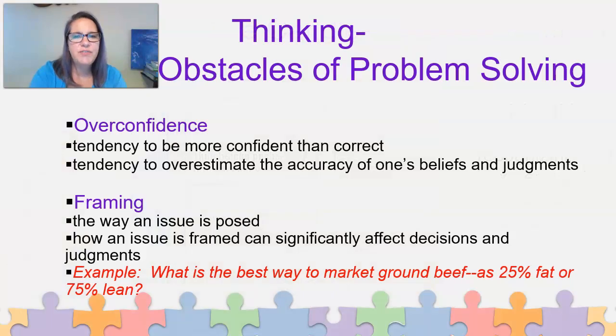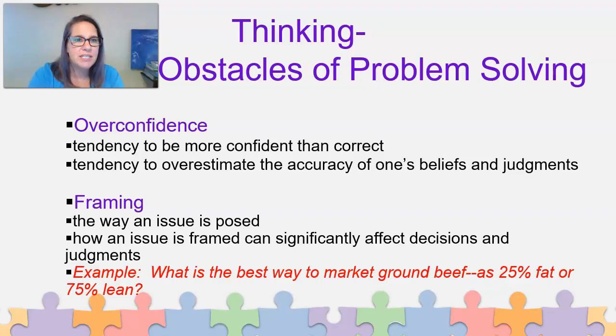All right, so the last few obstacles to problem solving. One is overconfidence. This is the tendency to be more confident than you are correct. Okay, so you're more confident about your answer than the answer is really correct. You tend to just overestimate your belief about being right.